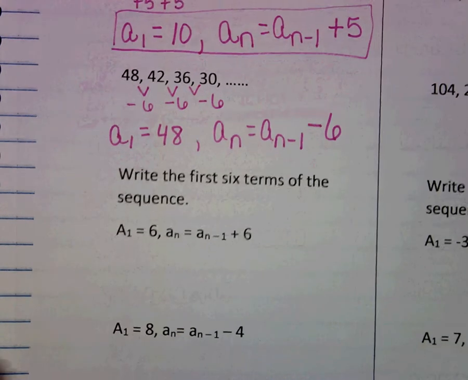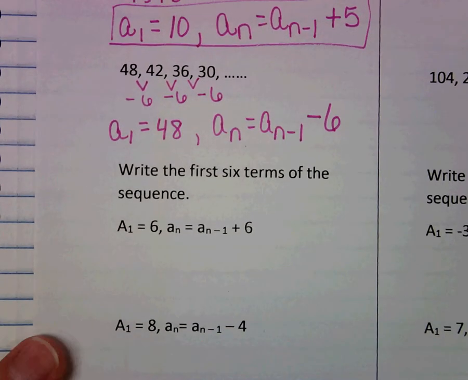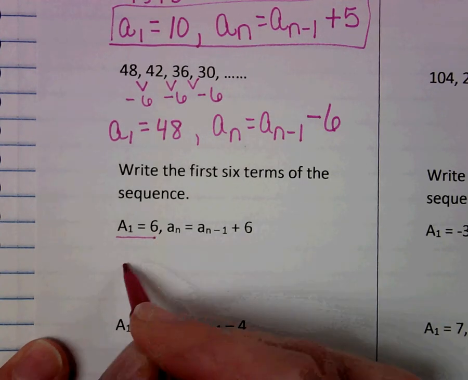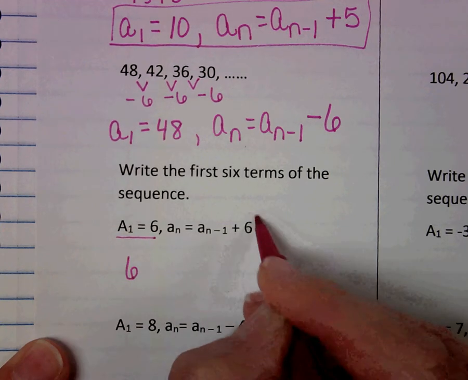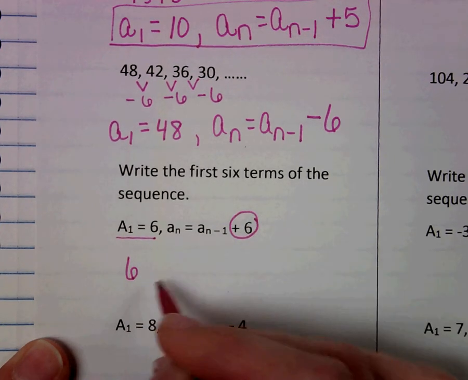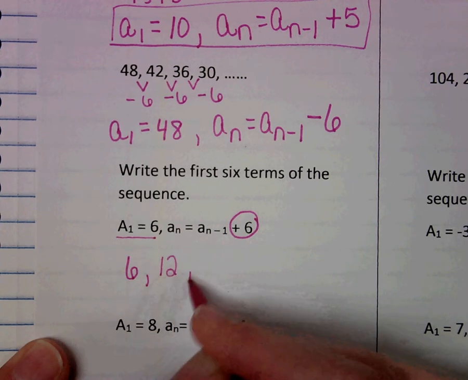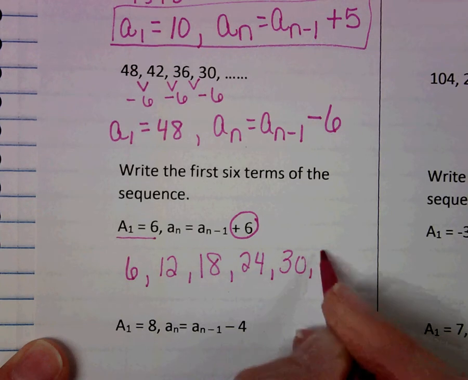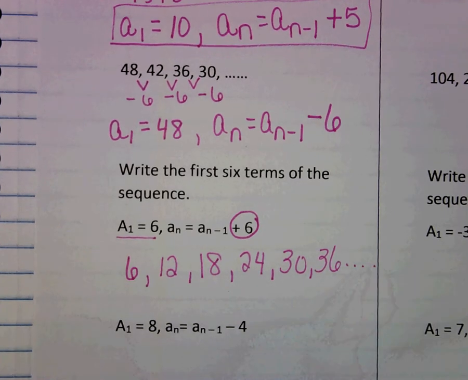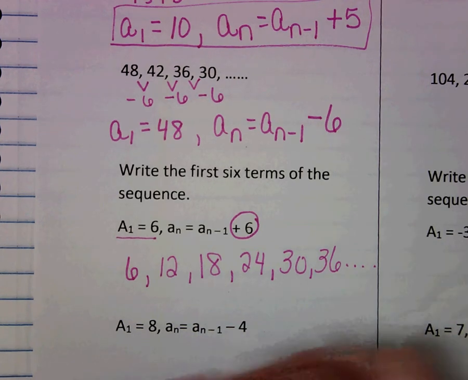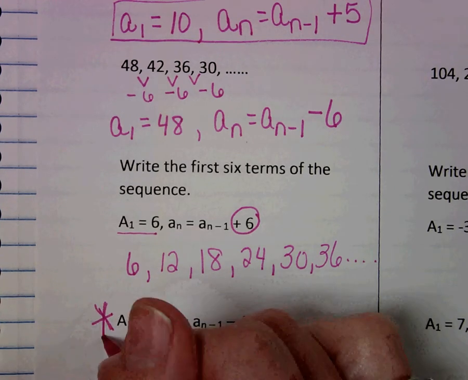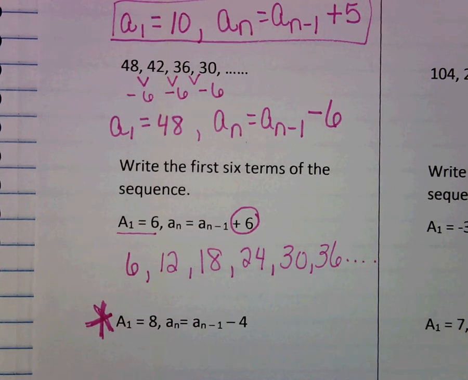Okay, so now if you're given the recursive rule, how do you write the sequence? Well, we know a sub 1 represents our first term, so we're starting with 6. We know our common difference is plus 6, so all we have to do here is add 6 to the previous term to get the numbers in our sequence. Okay. I want you to look at the next one, and I want you to do this yourself. You're going to input your answer on a short Canvas quiz when you're finished.